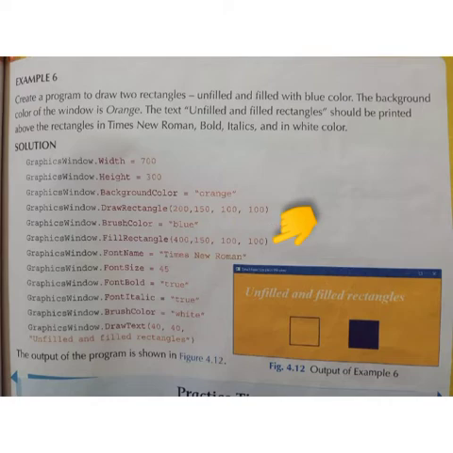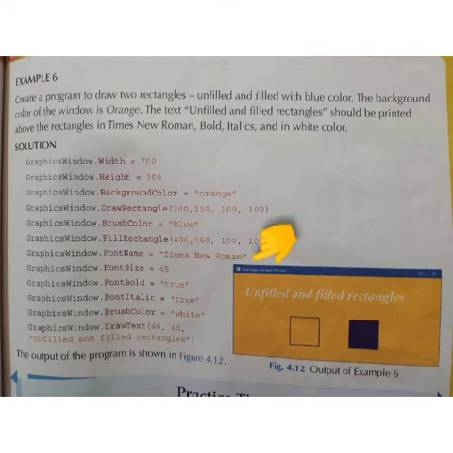Fill rectangle 400, 150, 100 comma 100. Here 400 and 150 are the pixel locations, the x location and the y pixel location. So at this point I am drawing one filled rectangle with the blue color, with width 100 and height 100.